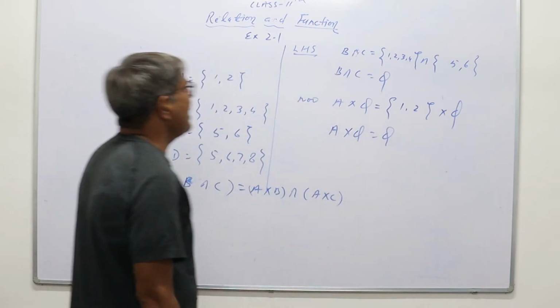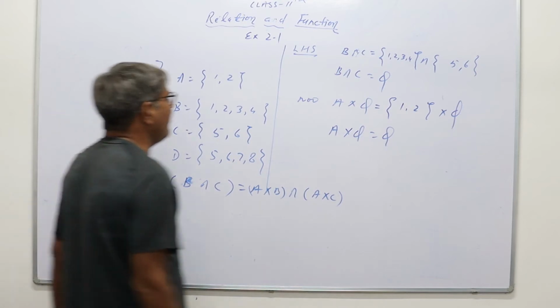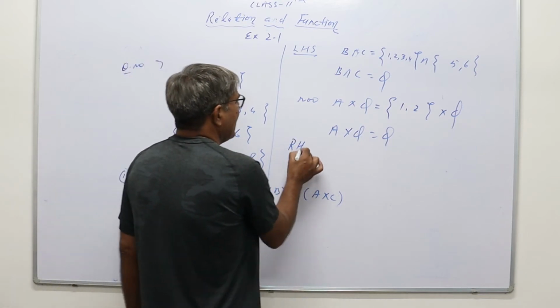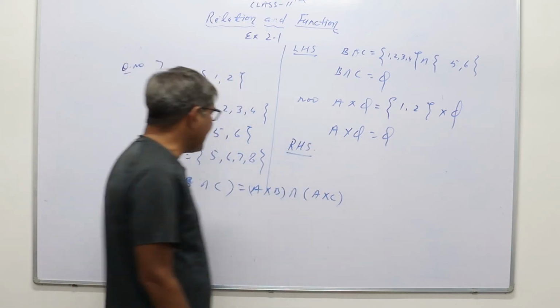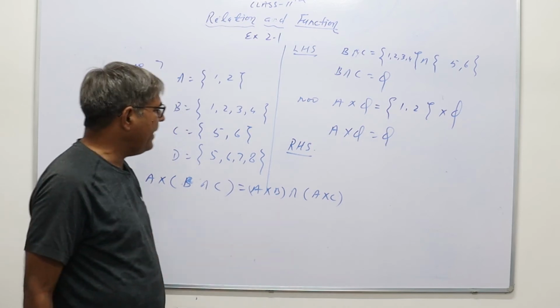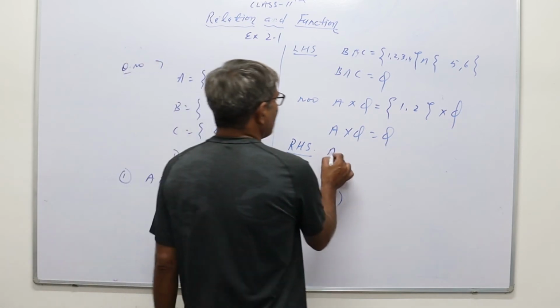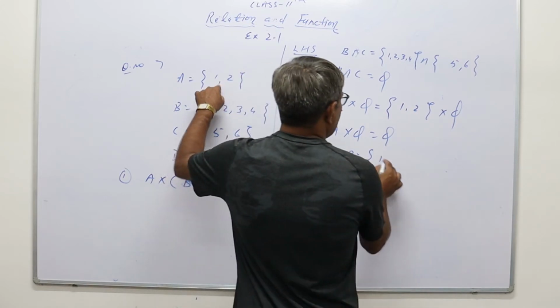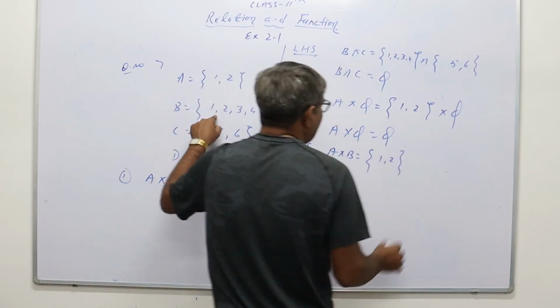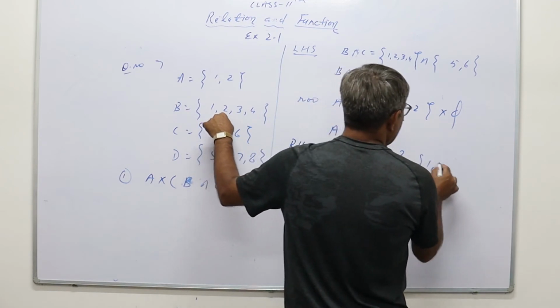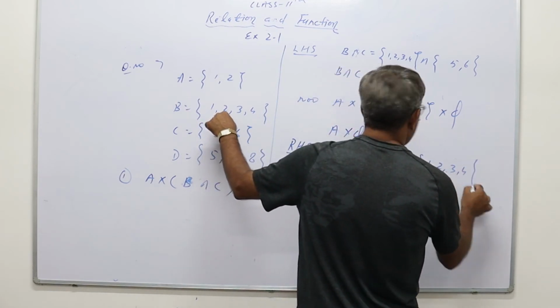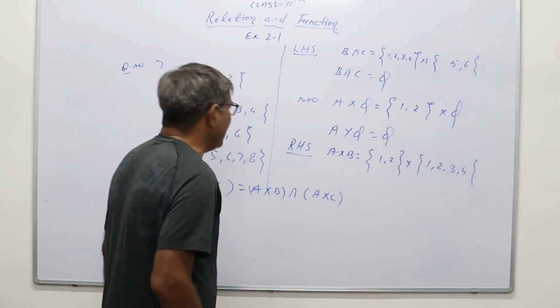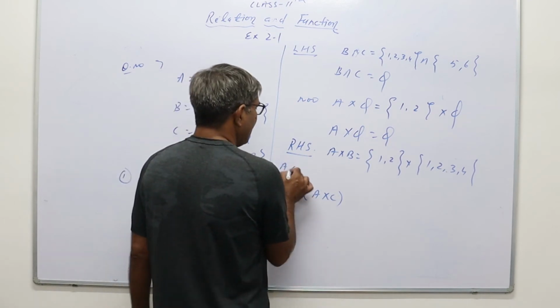So this is your LHS. Now we will find RHS. How will we find RHS? See, what is RHS? First A cross B. A cross B means A having elements 1, 2 and B having elements 1, 2, 3, 4.